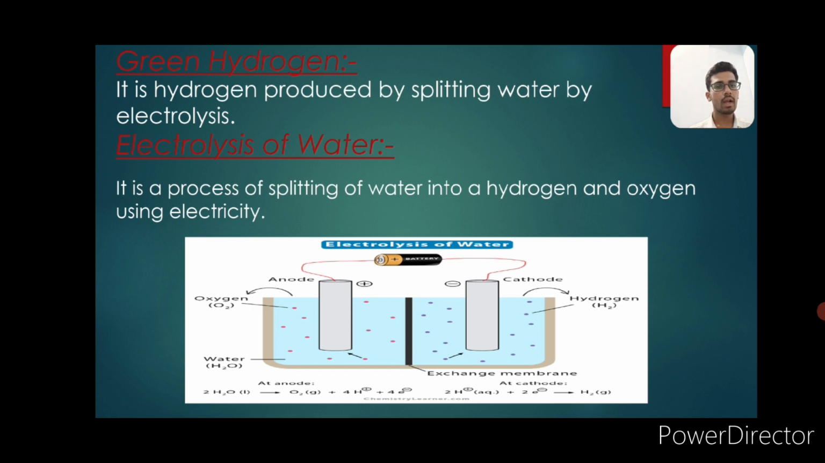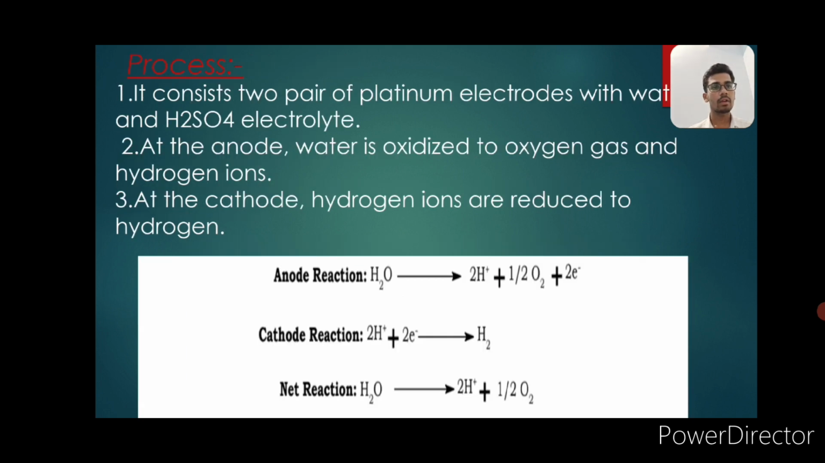One end is the anode and the other end is the cathode. At one end oxygen is liberated, and at the other end hydrogen is liberated. This is the diagram of the electrolysis of water. Process of electrolysis: first point, it consists of a pair of platinum electrodes with water and H2SO4 electrolyte.